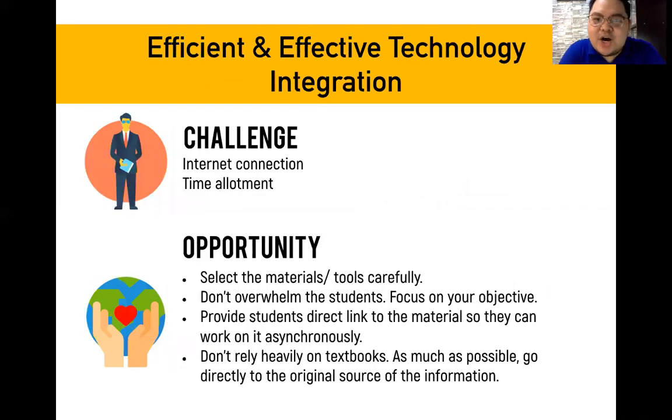Now, the challenge with regards to efficient and effective technology integration would always be about the internet, because I've seen a meme that actually the internet is already part of Maslow's hierarchy of needs. Okay, although that's not true in Maslow's actual theory. We cannot deny the fact that the internet is part of our basic needs, especially that most of us are now called digital natives or digital citizens. So it's very important that we have a stable source of internet connection.